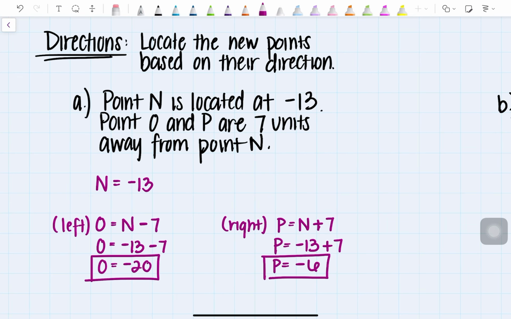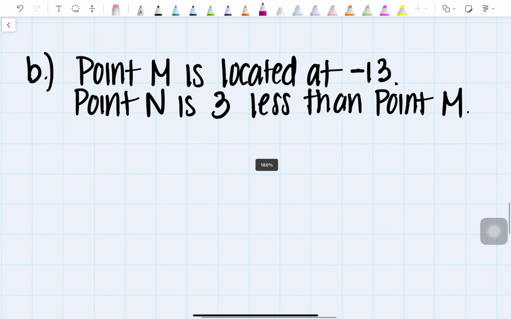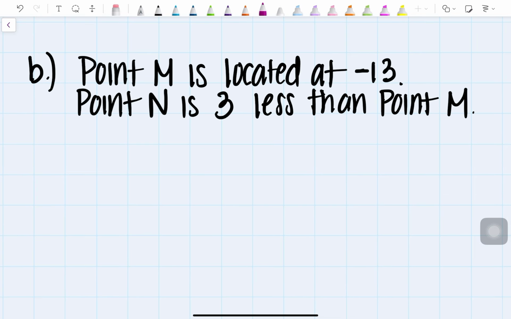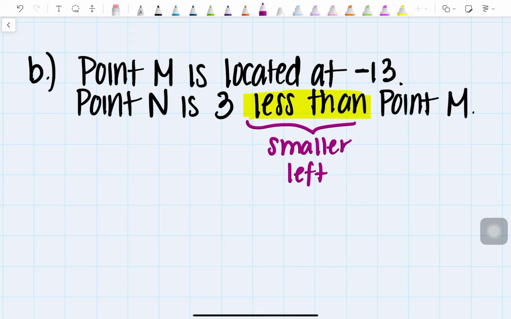Let's check out the next one. Here I have point M located at -13, and point N is 3 less than point M. Keep in mind, less than is our key word here. If it's less than, it's telling us that it's smaller. Let's do that again: it's telling us that it's smaller. And if it's smaller, it's going to the left. And that also means that it's negative.